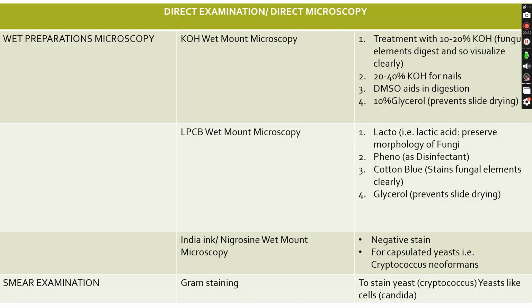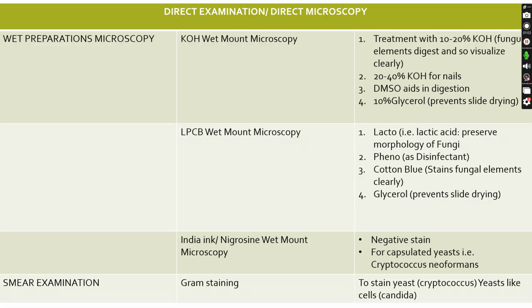Now the direct microscopic examination, in which the wet preparation microscopy is done, under which the KOH wet mount microscopy is done, in which the KOH is used to dissolve the fungal element. For the nails, 20 to 40% KOH is used because it is the harder material in comparison to skin or hair, where 10 to 20% KOH is used. Then DMSO is used, and 10% glycerol is used to prevent the slide from drying.